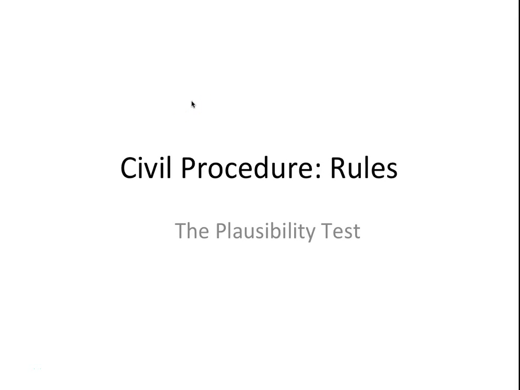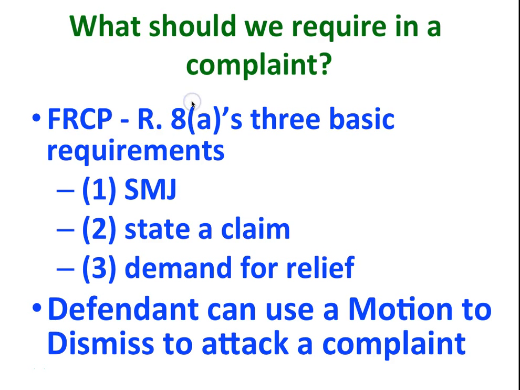This video focuses on the plausibility test. When do we apply the plausibility test? Remember, Federal Rule 8(a) requires three things in a complaint: a statement of subject matter jurisdiction, a statement of the claim, and a demand for relief. The defendant can use a motion to dismiss to attack a complaint. The plausibility test is triggered when the defendant argues that the complaint has failed to state a claim.